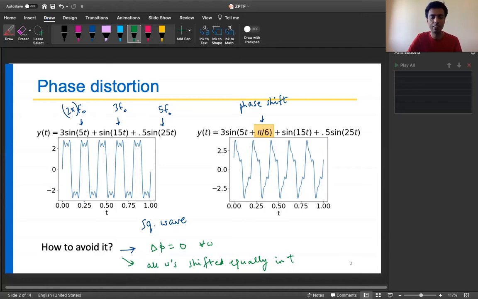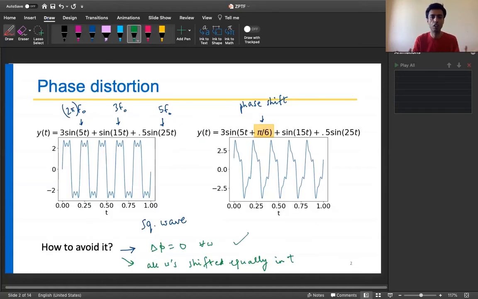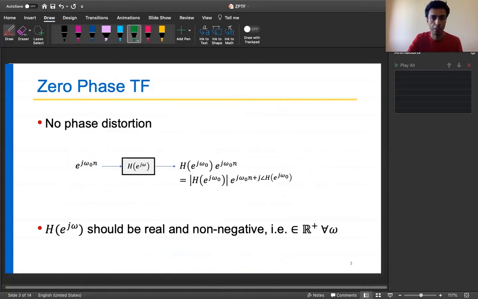So in today's session we'll be discussing the first possibility, which is let us keep the phase shift to be 0. That is why the title of this topic is zero phase transfer function. The transfer function which does not change the phase of any frequency component, which means it does not change the phase of your signal. Okay, so zero phase transfer functions. So let us do some slight revision.